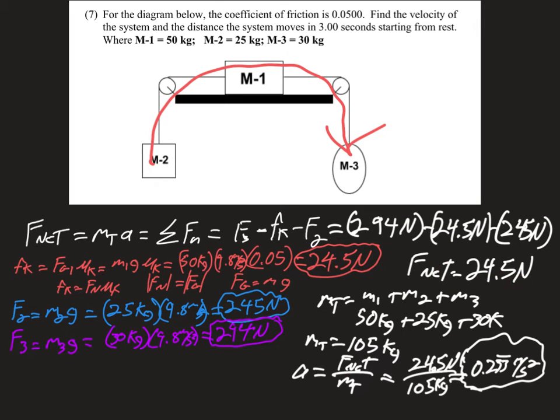Well, that's good because if we then know the total mass, we just divide by that and we'll have the acceleration. Added all the masses together, 50 plus 25 plus 30 equals 105. And so I did 24.5 newtons divided by 105 grams, and I got an acceleration of 0.233 repeating meters per second squared. That can now be used with the time to solve both of our velocity and our distance questions.